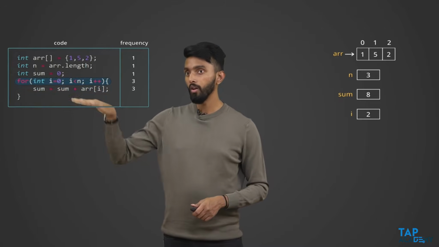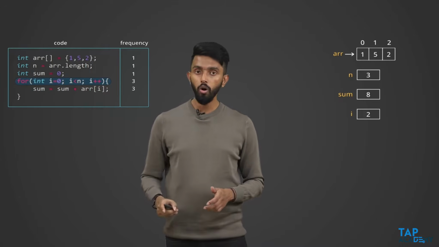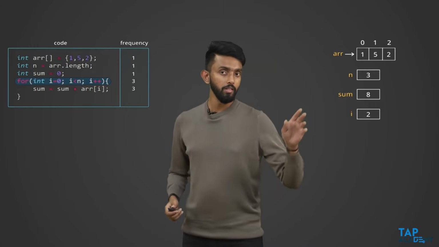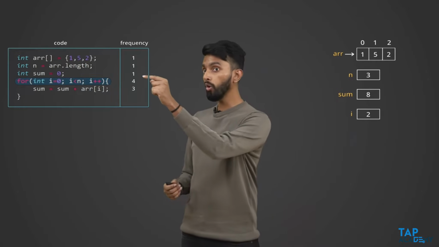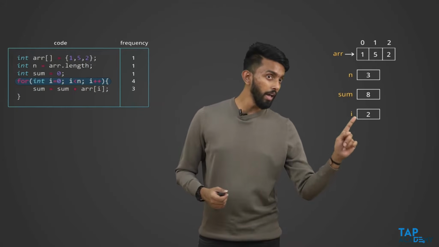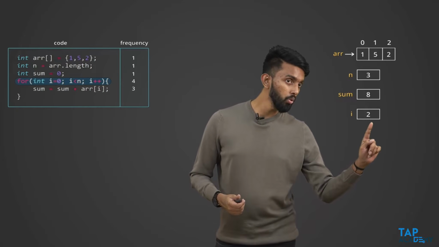Now watch it. Again I'll go on top. If I go on top, then you must understand this time I plus plus I will do. So I value will increment. And this is the fourth time it is executing. I value will increment. See, from 2 it is going to become 3.